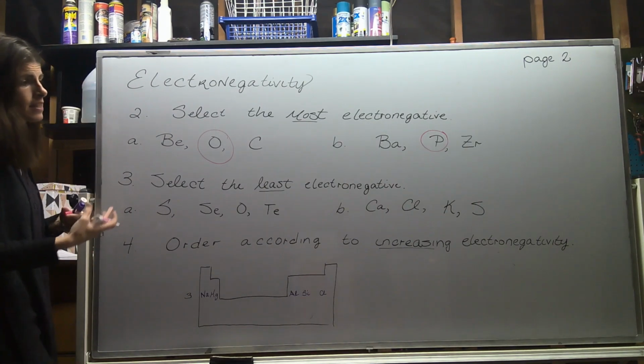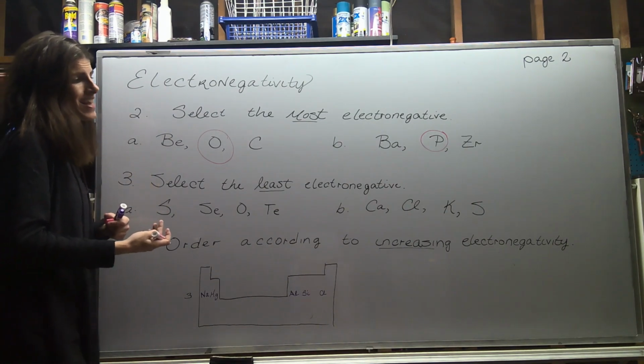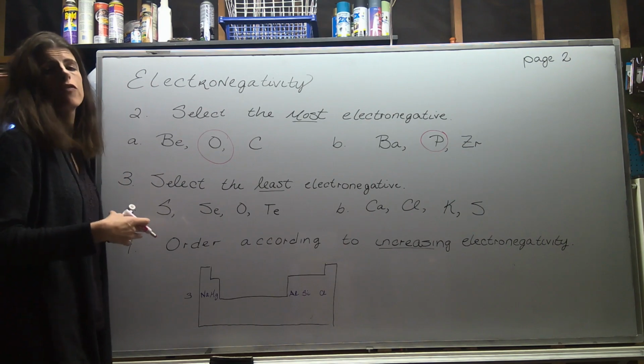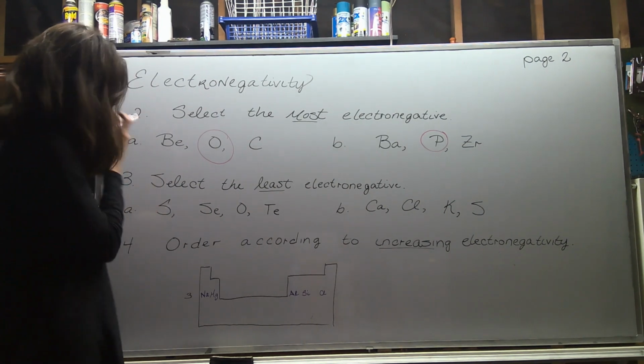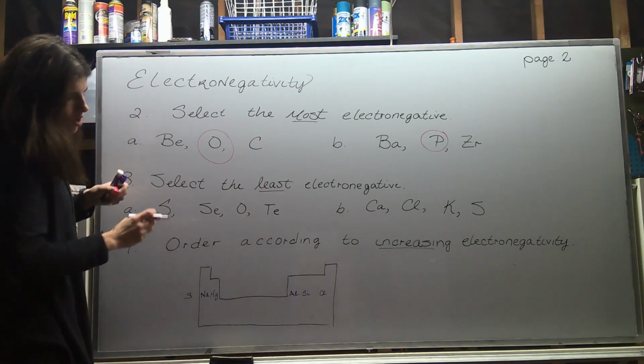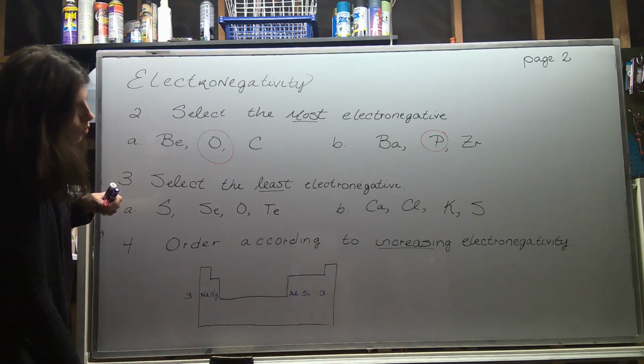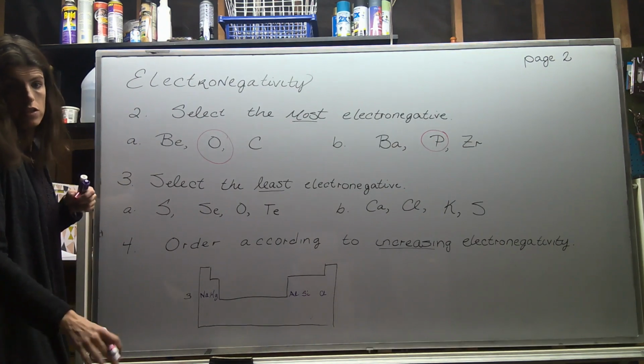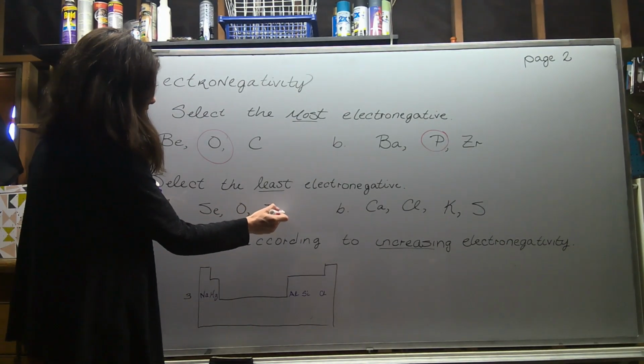In terms of the least electronegative, we want to pick atoms or elements that are the farthest away from fluorine. So these are all in group 6A, but we want to pick something towards the bottom because that's farther away from fluorine. So here I'll pick tellurium.